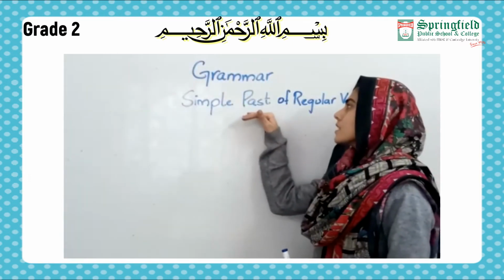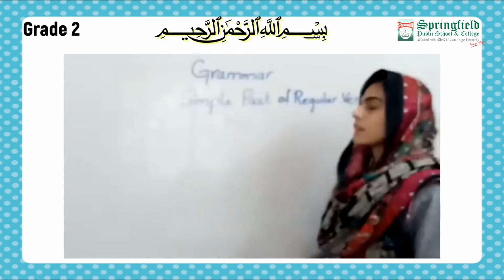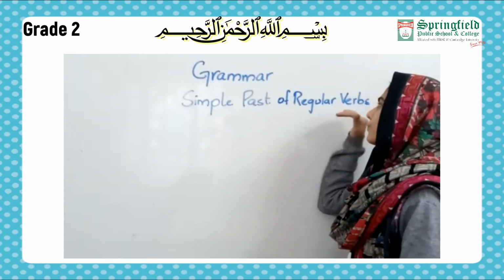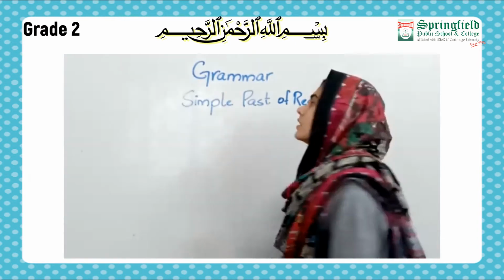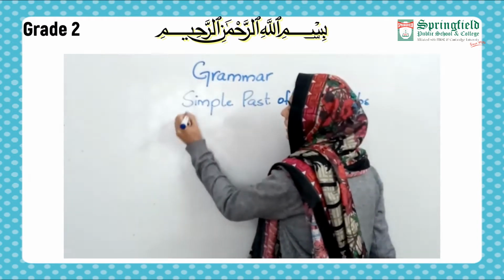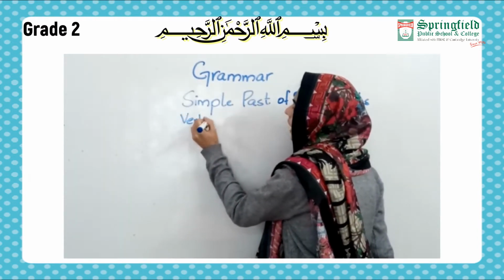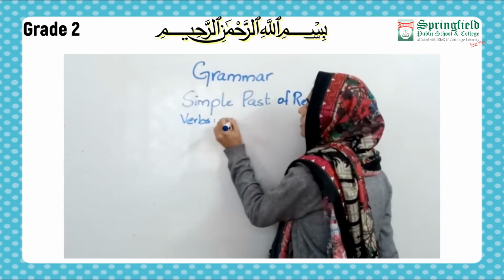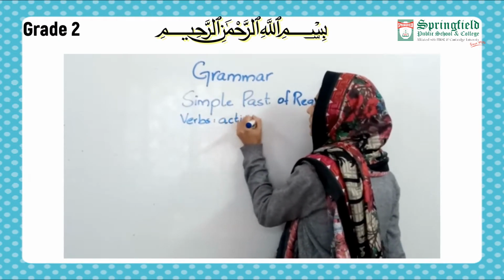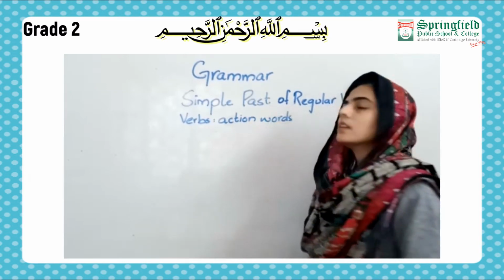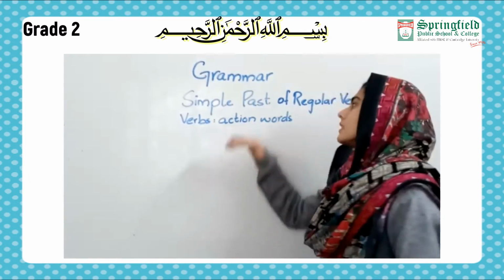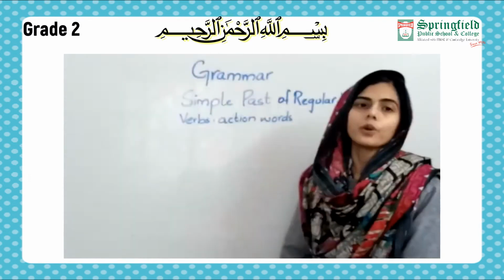So students, moving towards today's topic of simple past of regular verbs. Now you all know what verbs are. Verbs are basically action words. Any word that indicates an action is a verb. So we have to make the simple past form of regular verbs.